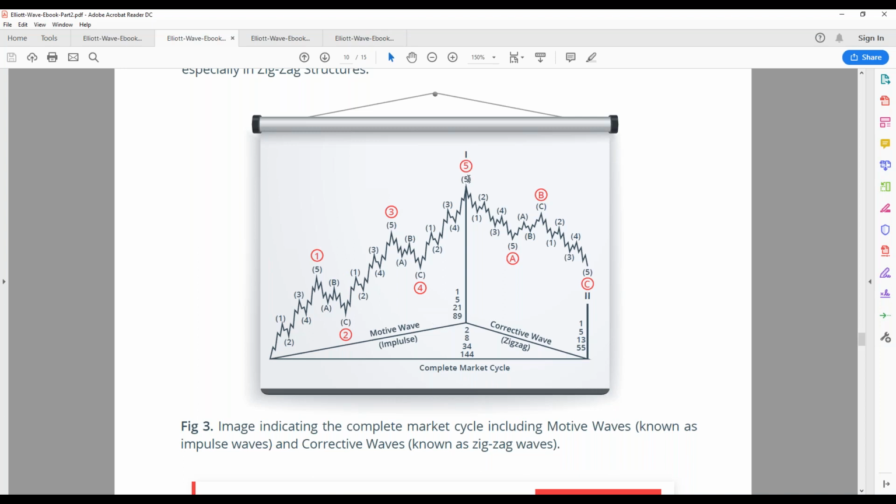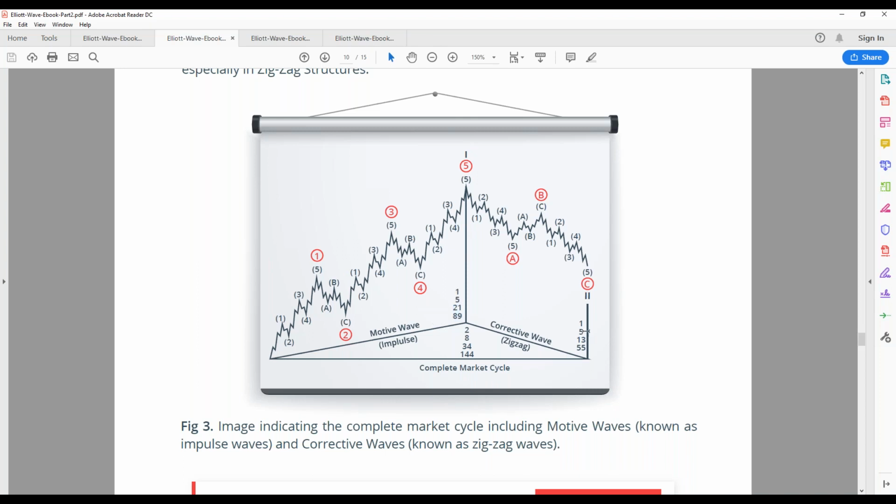Primary 5 actually has intermediate black 1, 2, 3, 4, 5. It's also from the 5 waves, but these 5 waves are also from the 5 waves. So you have 1, 5, 21, 89. So in a cycle wave 1, you have 89 minor waves.